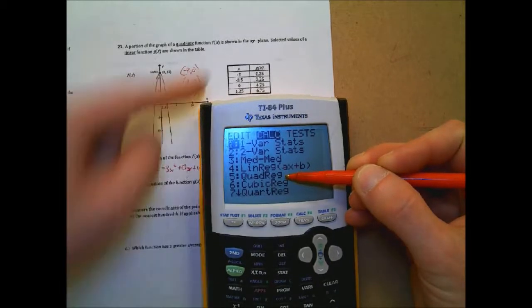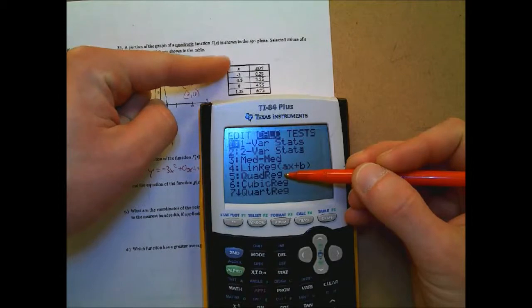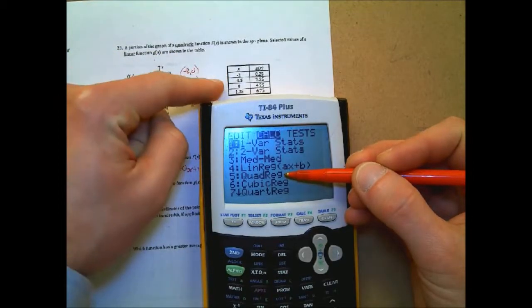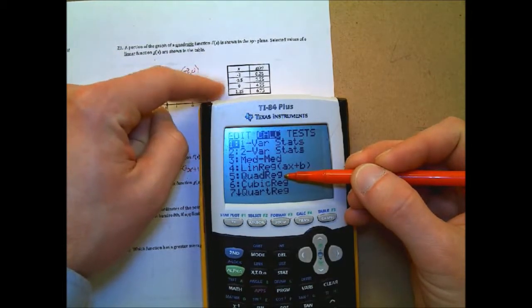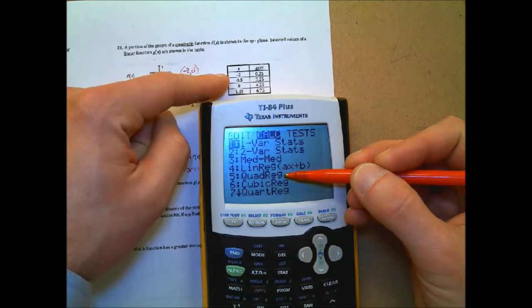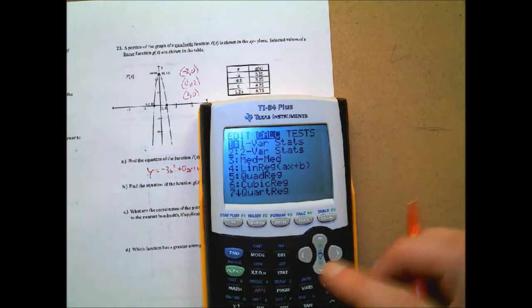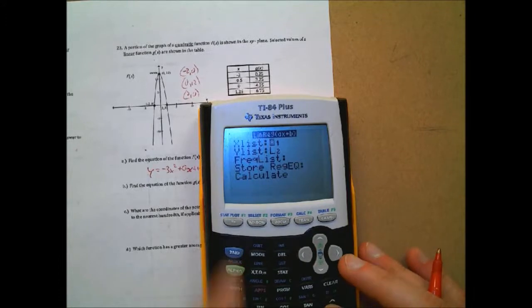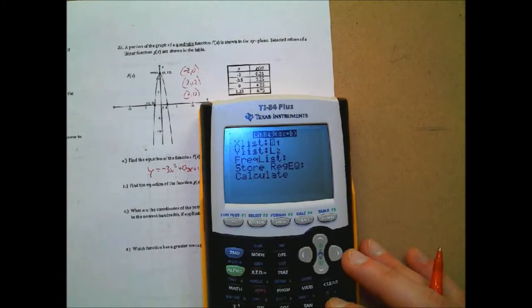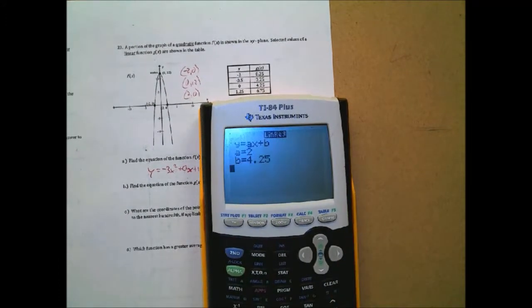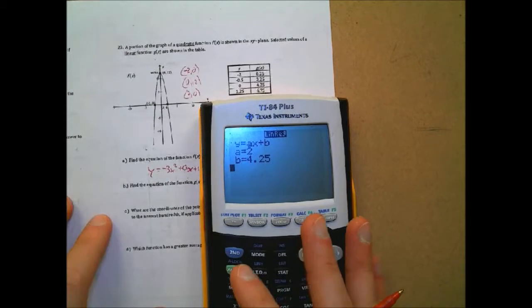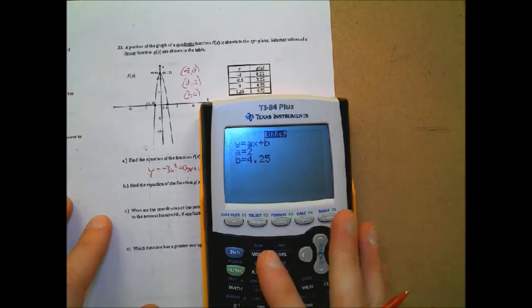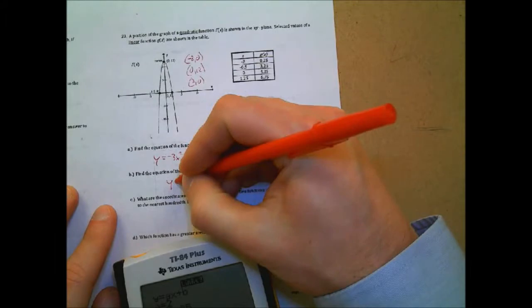Is this a quadratic function? No, we were told it was what? Linear, right? So that means we want not 5, but which option? 4, yeah, linear reg. So we'll go down to there, hit enter. Again, my x list was in L1, my y list is in L2. That's good. We'll go to calculate. And there's your linear equation: 2x plus 4.25, which gives it to you in slope-intercept form.